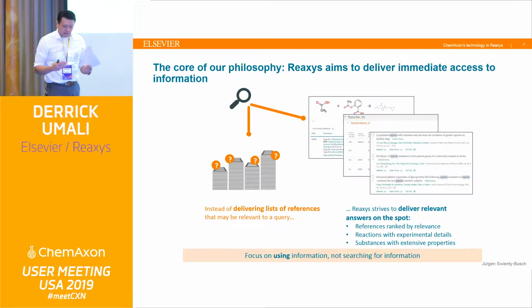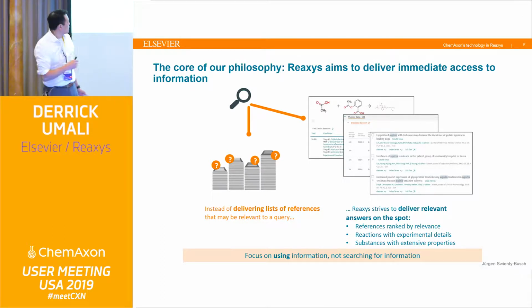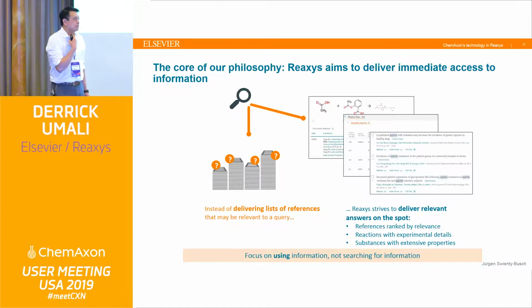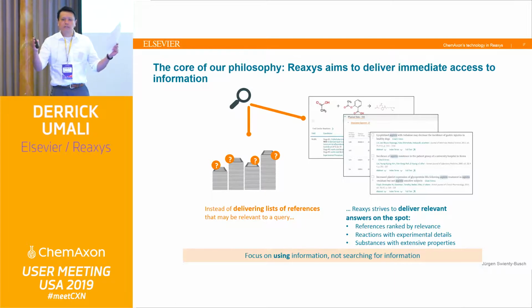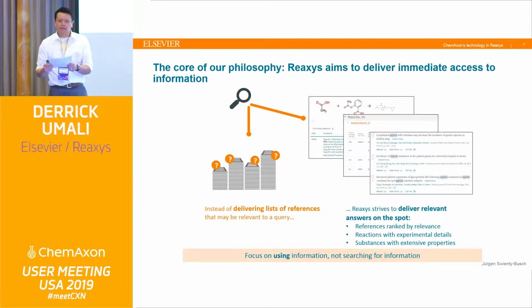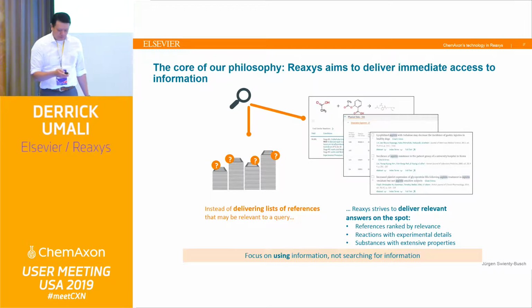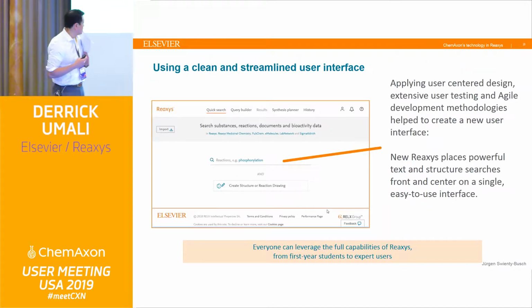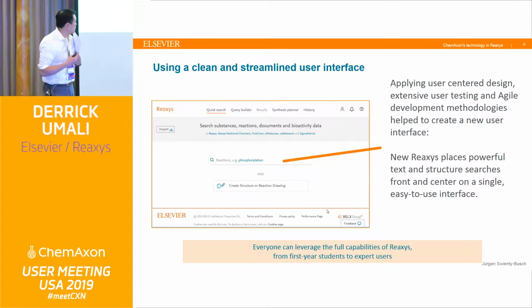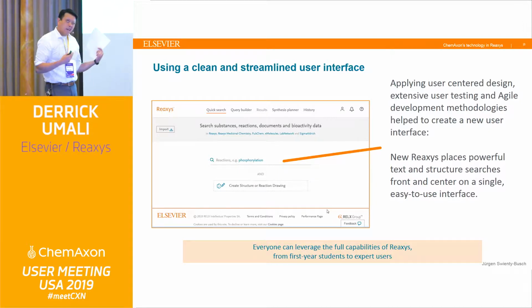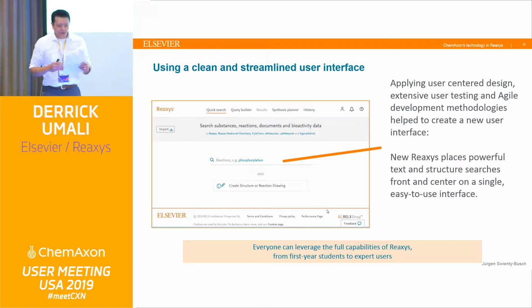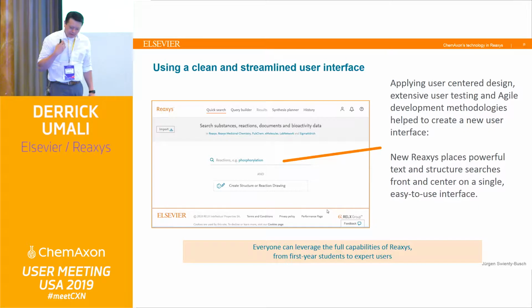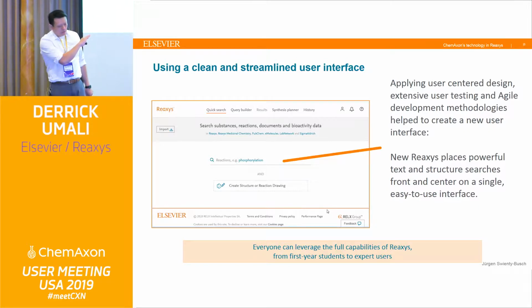Some people still like doing that, but really we want to deliver the relevant answers to the chemist right on the spot, giving you a lot of tools to rank them, looking at the experimental details. Really, that's our core, right? Here's your detail, here's your information, go back to the lab and do your synthesis or make your decision. That's our core philosophy for the team. So back in 2013, we did clean up the interface. We did a lot of user testing and used agile development methodologies to create this new user interface.